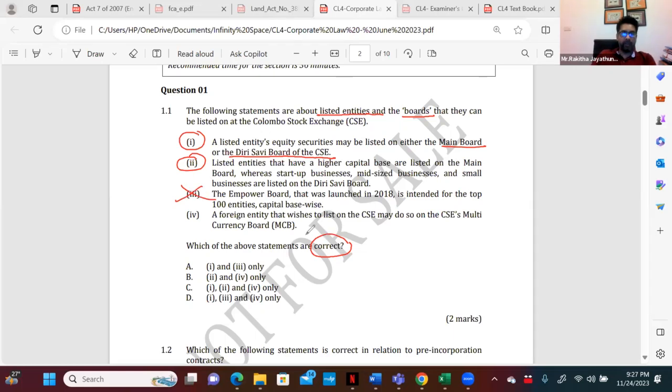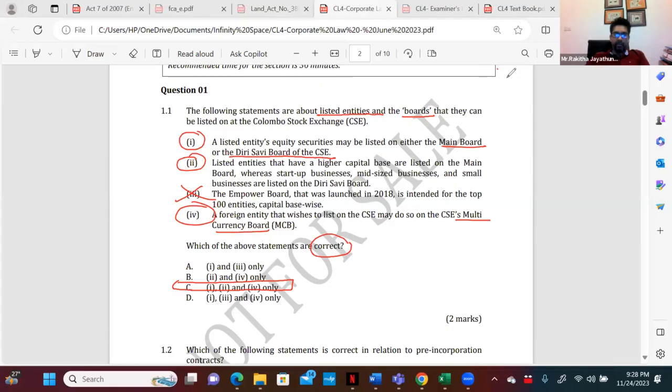Then a foreign entity that wishes to list on the Colombo Stock Exchange. They started mainly for this purpose, that is to encourage foreign entities to list their companies on the Colombo Stock Exchange. That is the multi-currency board. So these are accurate answers: Roman 1, Roman 2, and Roman 4. Roman 1, Roman 2, Roman 4. So the answer is C. So C is the correct answer here.